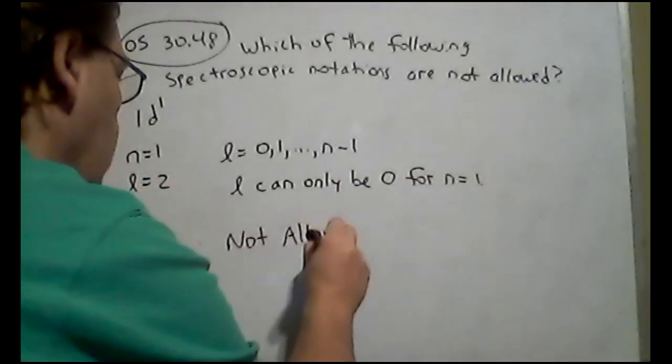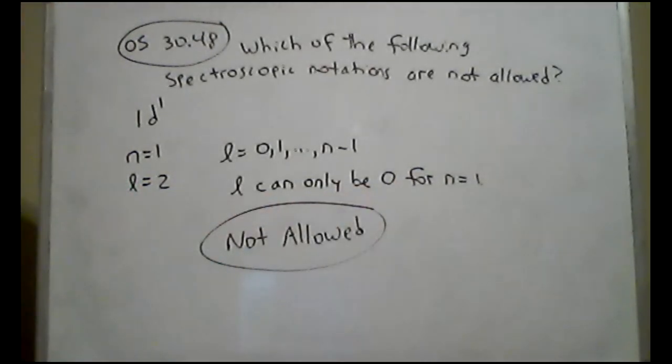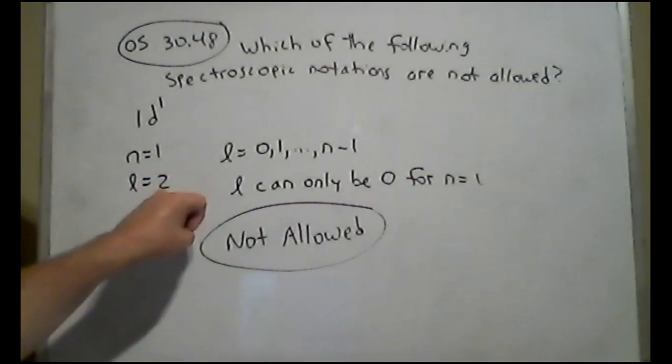I cannot have this spectroscopic notation. It is impossible. It is not allowed. I cannot have L being a value greater than n.